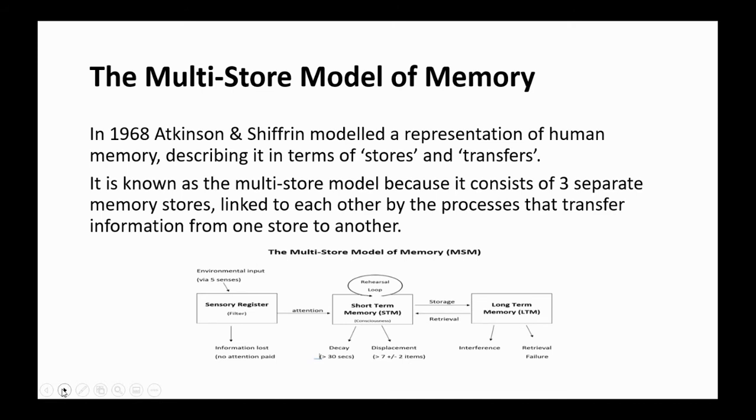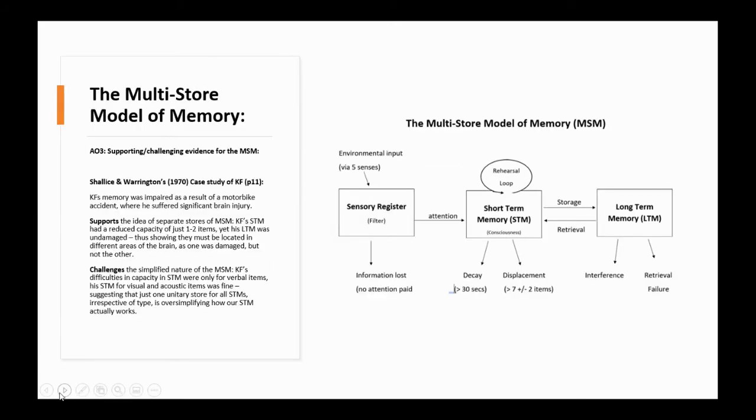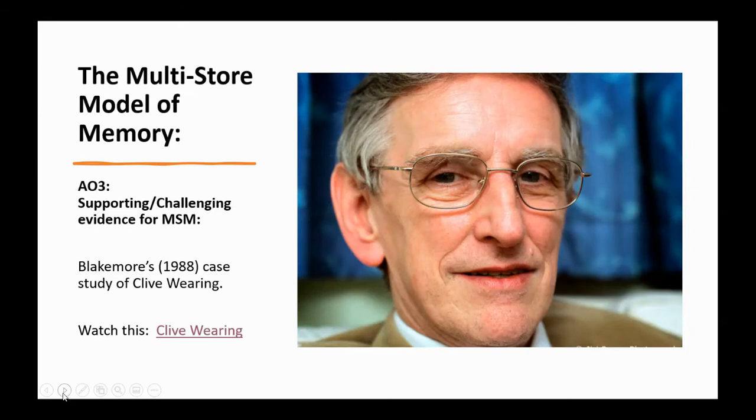It's known as a multi-store model because you've got different stores. You might be asked to describe the model, so that could be an A01 question, and you would use the information that's on the screen, or you could do a very detailed annotated diagram of the model. You might be asked to evaluate the model, so there's lots of evidence that supports and challenges the model.